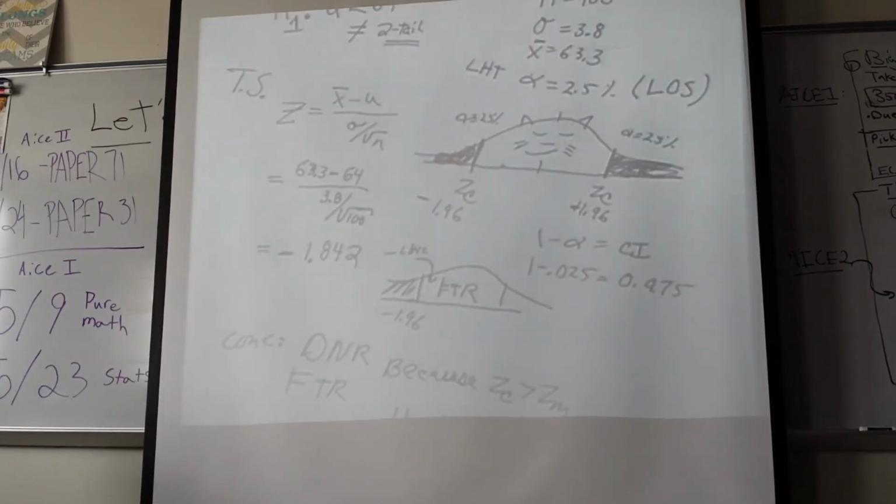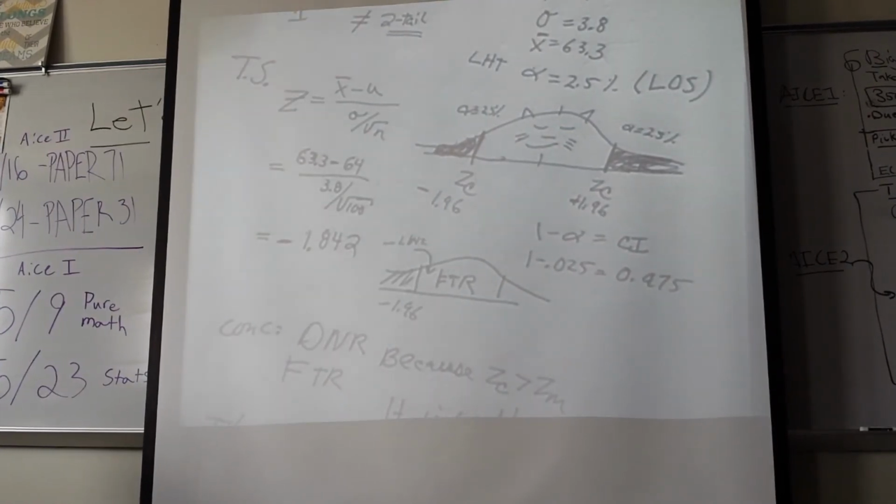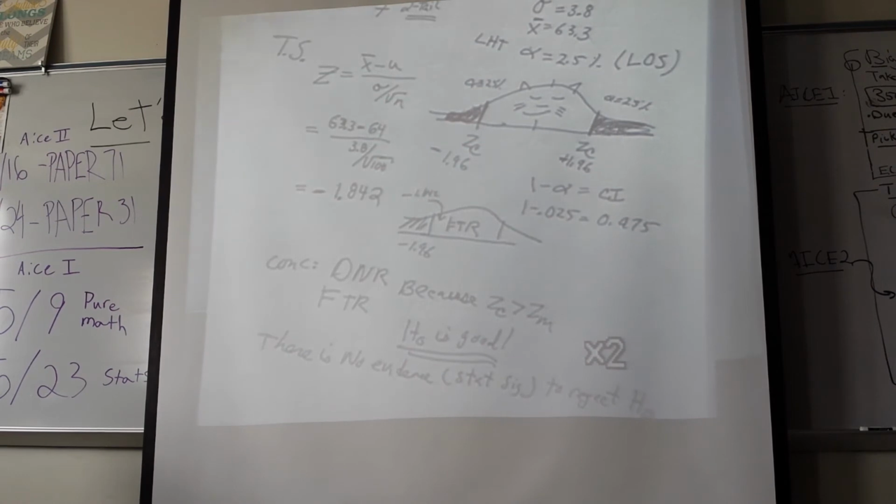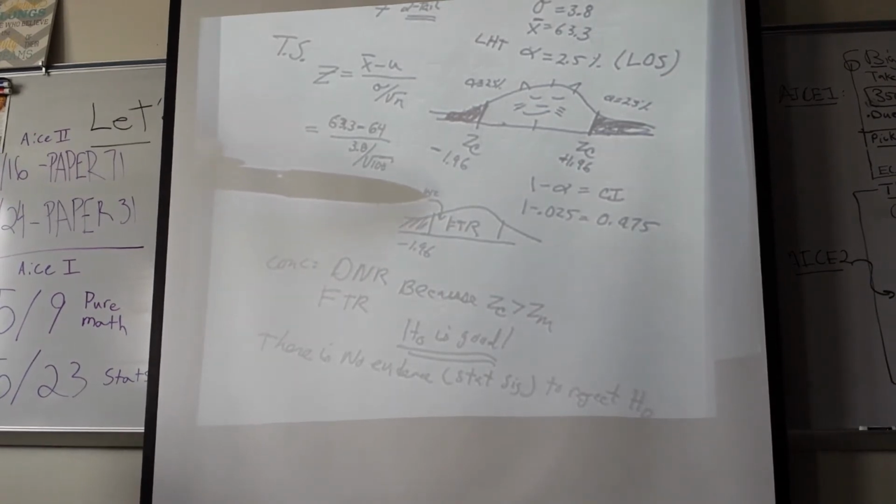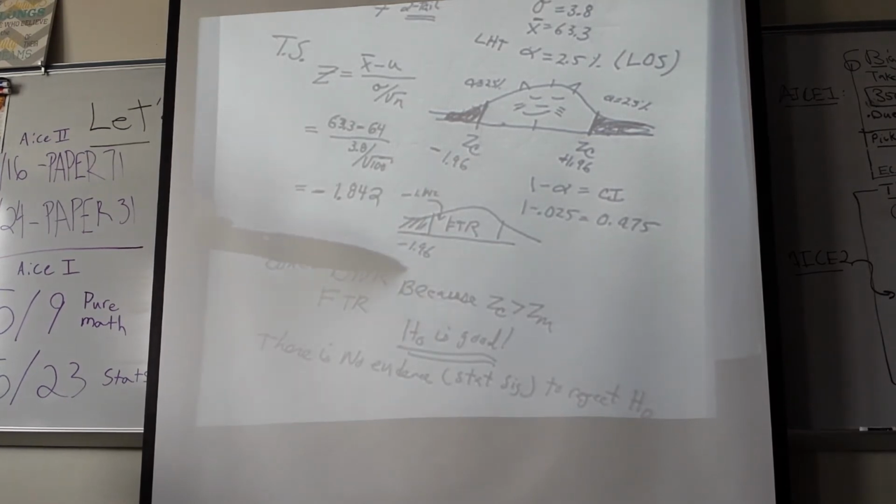Can you re-explain the thing above the no evidence part, the do not reject? We do not reject because our test statistic is greater than management's, the Z that we chose. That means it falls within the realm. It's normal. It's okay. That's a great thing to say. That was 6 points.